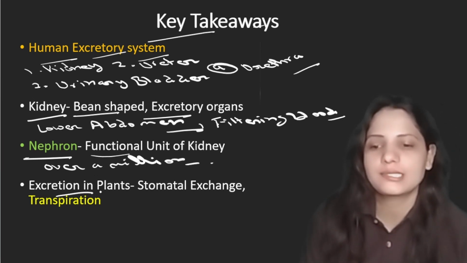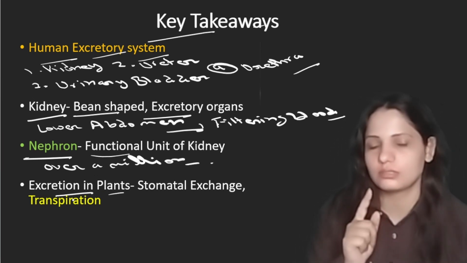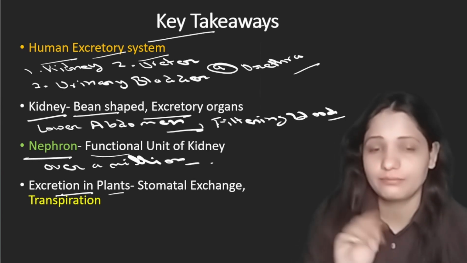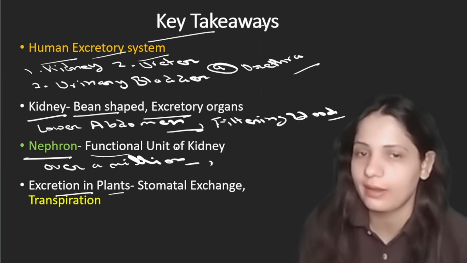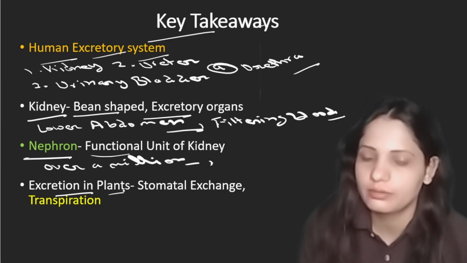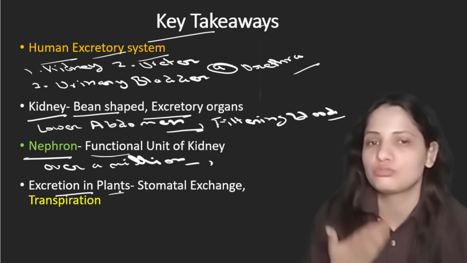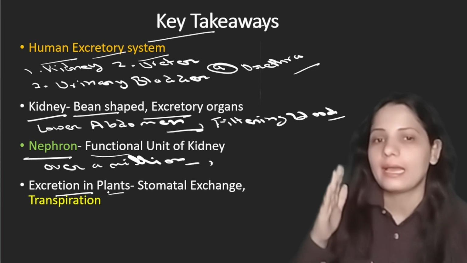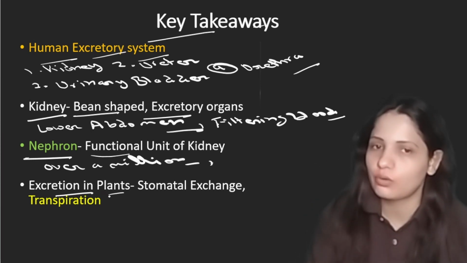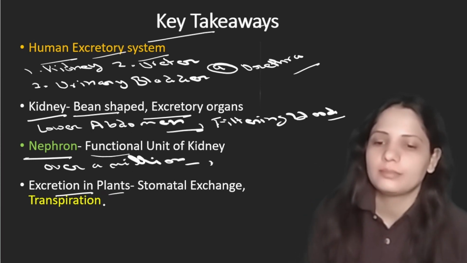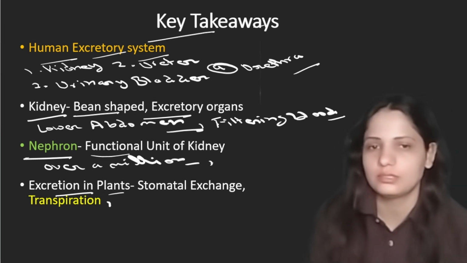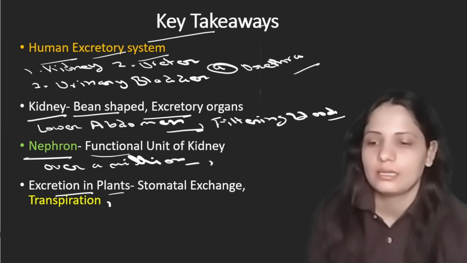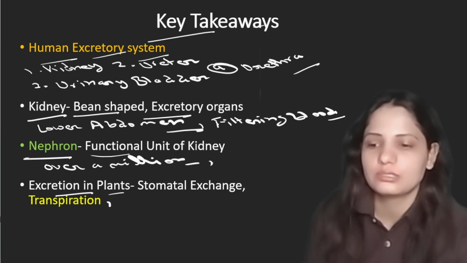Now, here we have excretion in plants. After the nephron, we have also discussed the production of urine, and then excretion in plants through stomatal exchange, through transpiration, and excreting out directly into the soil. These are some processes which are utilized by plants for the excretion of waste material. This we have discussed in today's video lecture.